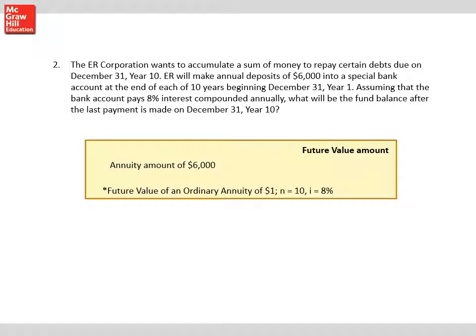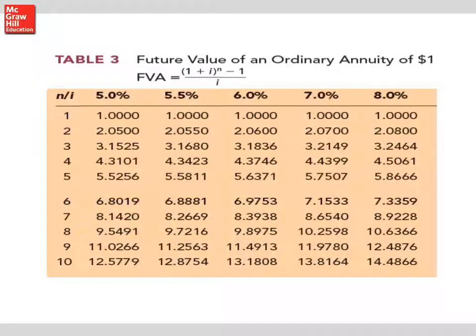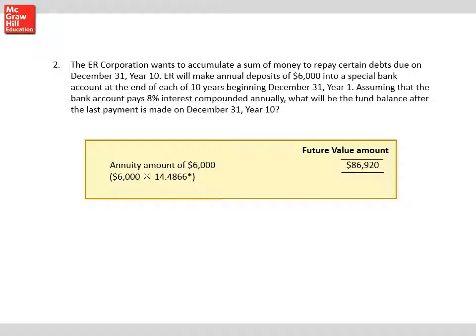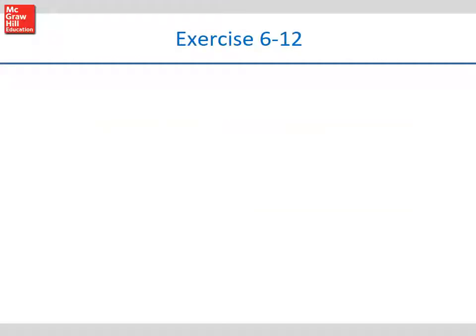6,000, N equals 10, I equals 8%. So you use the future value of an ordinary annuity. You get a factor of 14.4866. Multiply it by 6,000. 86,920 is what they will have available to pay back that debt. Companies do this. They do it for bonds.